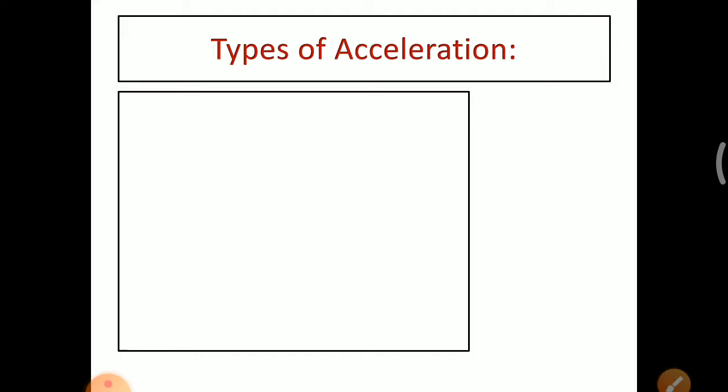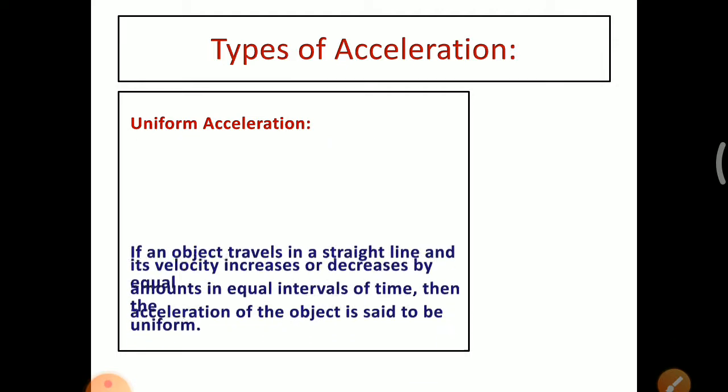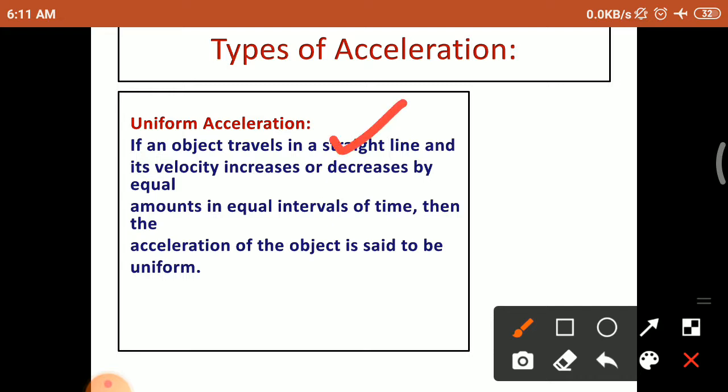So what are the types of acceleration? One is uniform acceleration and another one is non-uniform acceleration. If an object travels in a straight line and its velocity increases or decreases by equal amounts in equal intervals of time, then the acceleration of the object is said to be uniform. When the velocity of the object is a constant, then the acceleration is said to be uniform acceleration.